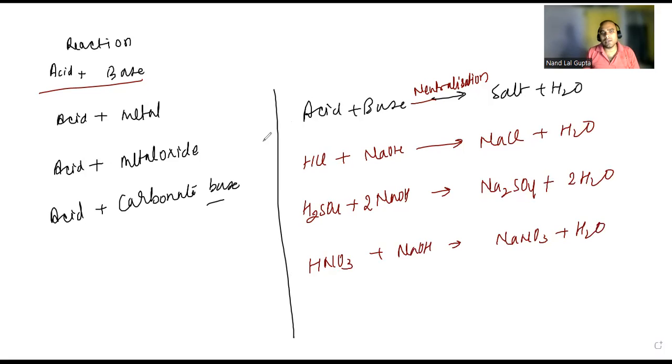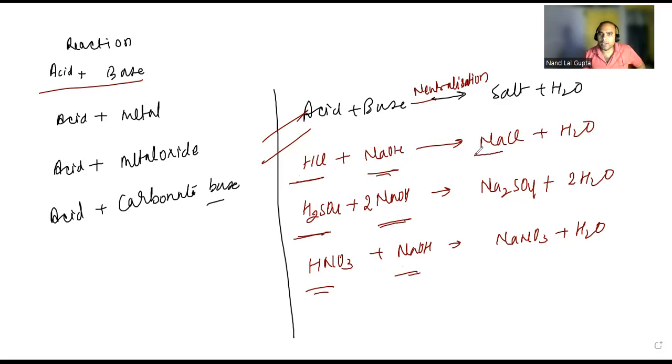So is it okay? Acid base reaction. Can you understand this one? But how would I name it? What's the nomenclature? I already told you the names: hydrochloric acid, sulfuric acid, nitric acid, sodium hydroxide. Here is sodium chloride. Naming of the salt is not in your syllabus, so I didn't teach it.